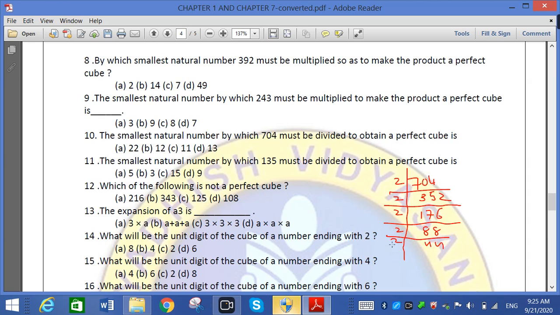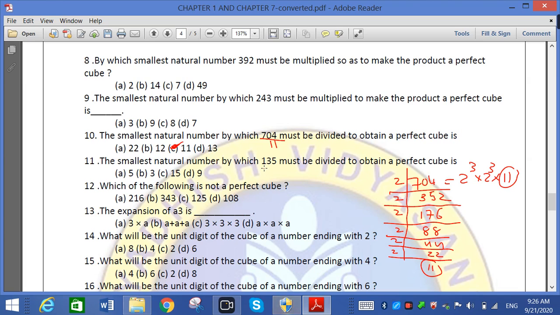Again 2, 22. Again 2, 11. So only 11 is remaining here. So 2 the power 3, again 2 the power 3, into 11. So who is spare now? 11 is extra. So I have to divide it by 11 to make a perfect cube.